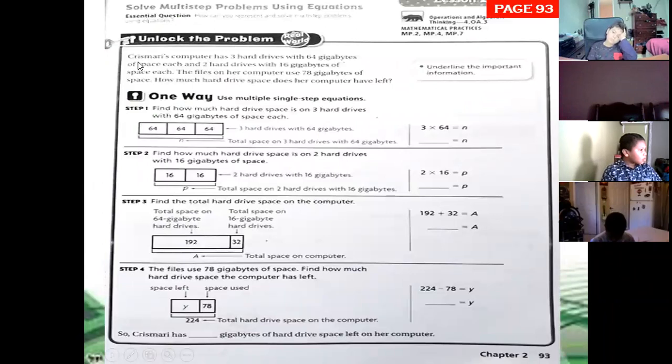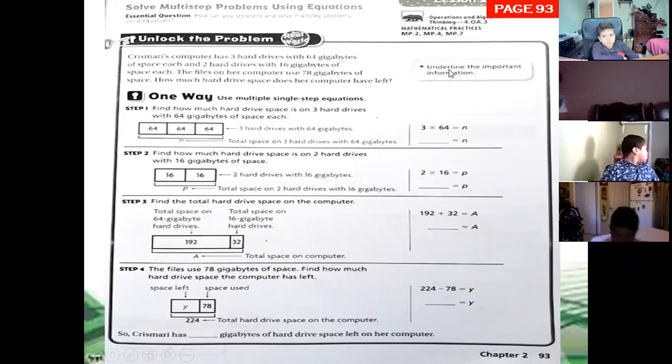Let's read the problem. Chris Mary's computer has 3 hard drives with 64 gigabytes of space each and 2 hard drives with 16 gigabytes of space each. The files on her computer use 78 gigabytes of space. How much hard drive space does her computer have left?